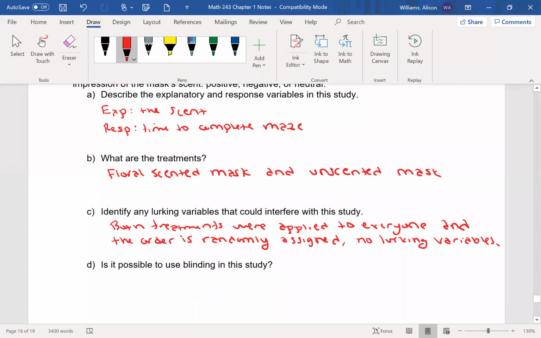All right, is it possible to use blinding in this study? No, that doesn't make sense because the minute they smell the floral scented mask, they know they have the floral scented mask. So, no, the floral scent gives it away, which is why they had everybody try both. Because there wasn't a way of doing some sort of blinding, it was important that they did both so that they could see how they would behave.